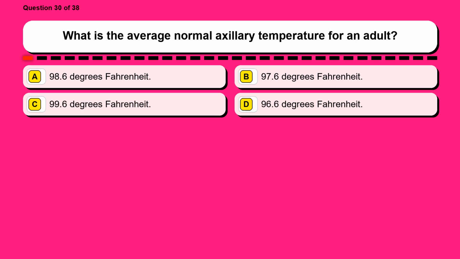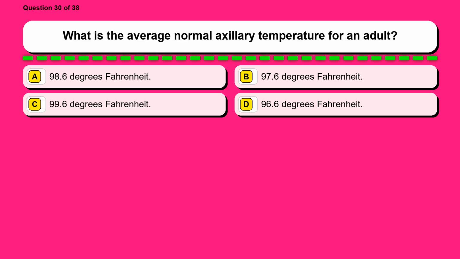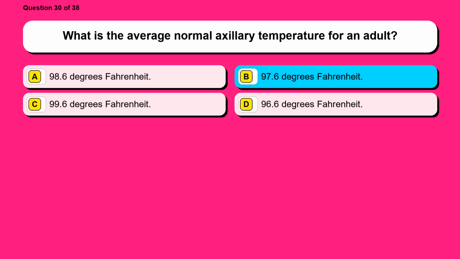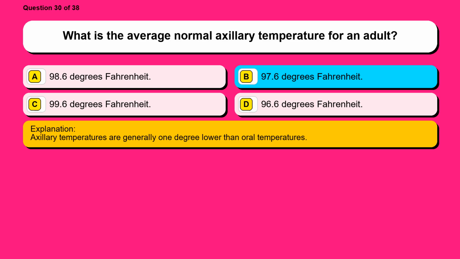Question 30. What is the average normal axillary temperature for an adult? Option A, 98.6 degrees Fahrenheit. Option B, 97.6 degrees Fahrenheit. Option C, 99.6 degrees Fahrenheit. Option D, 96.6 degrees Fahrenheit. The correct answer is option B, 97.6 degrees Fahrenheit. Axillary temperatures are generally 1 degree lower than oral temperatures.